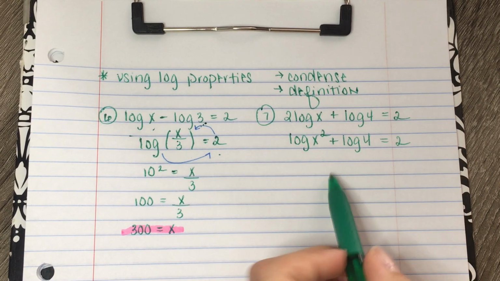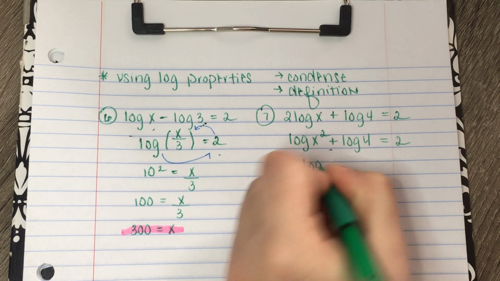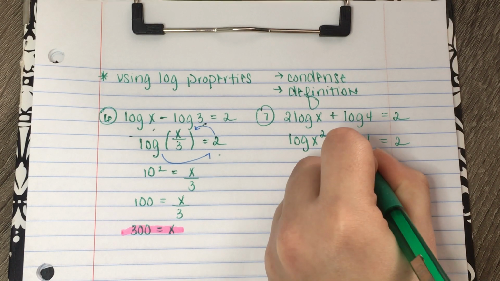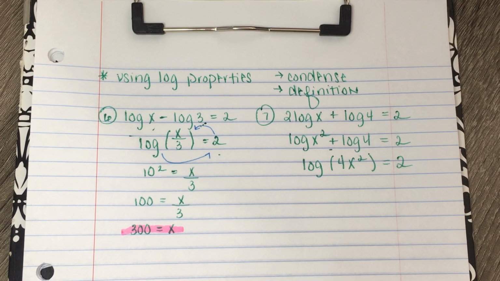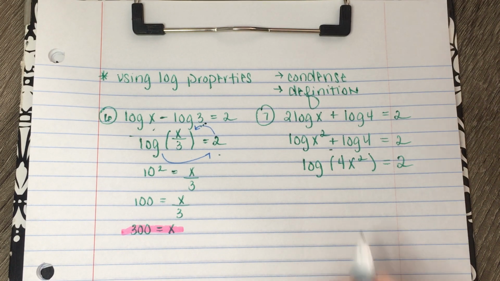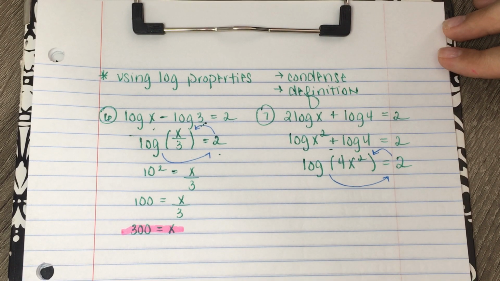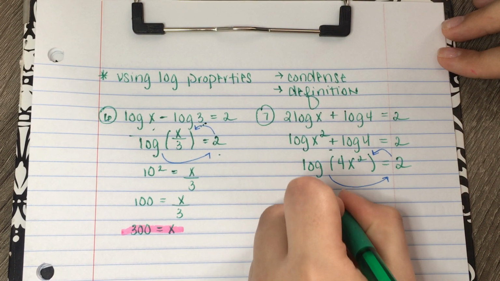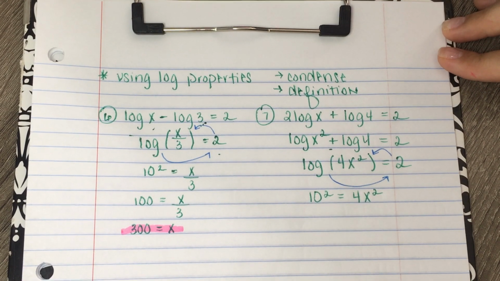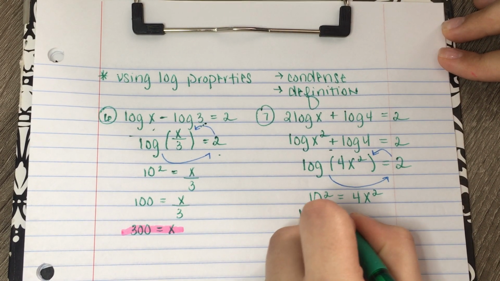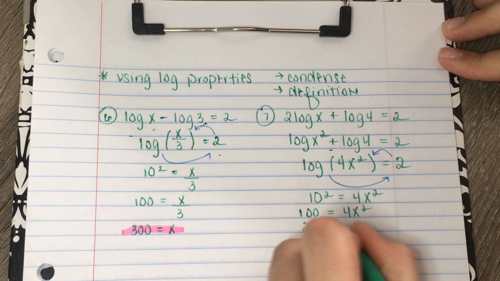And then now I see on one side, I have 2 logs in addition. I'm going to go to one log and I'm going to go to multiplication. And that's an application of my product property. And then now that I have one log and a number on the other side, I can scoop and loop around, and I can rewrite this in exponential form. And that's 10 squared is equal to 4x squared. And then continuing to solve for x, this is 100. Dividing on through by 4, I get 25 is equal to x squared.